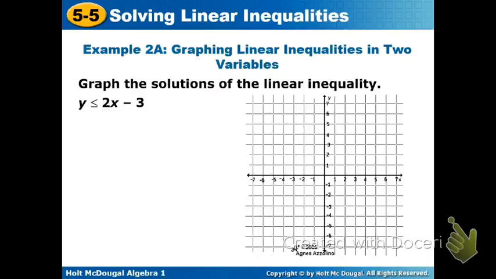Now let's give this a try. Graph the solutions of the linear inequality. The linear inequality is y is less than or equal to 2x minus 3. So first things first, are we in slope-intercept form? Meaning, is y by itself? Yes, so this inequality is ready to graph.